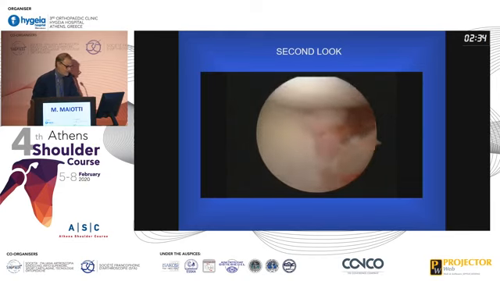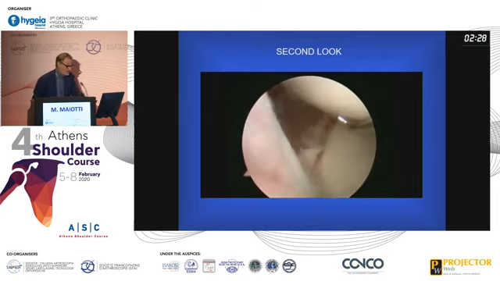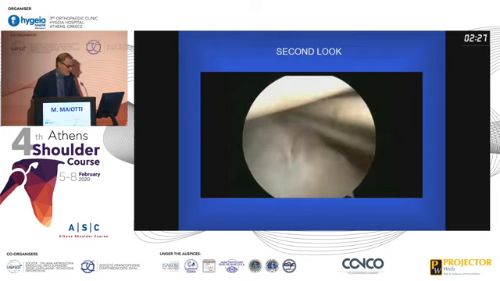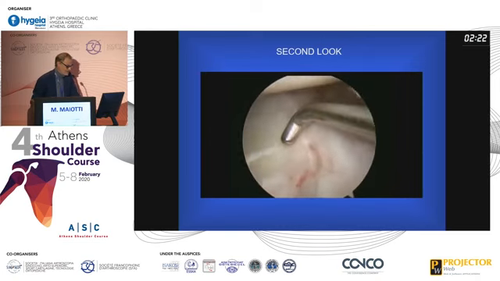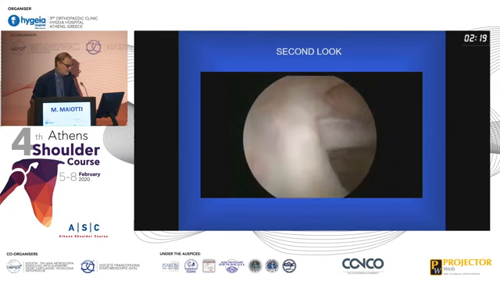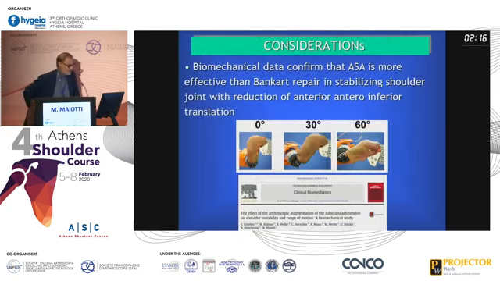Oh, this is before the surgery. Now, very, very strong labrum, very strong scar tissue on the north. Here you see it. You see this scar tissue, very strong. So we did a biomechanical study, and our conclusion was that the ASA stabilized much better in anterior and posterior translation with respect to the Bankart repair.